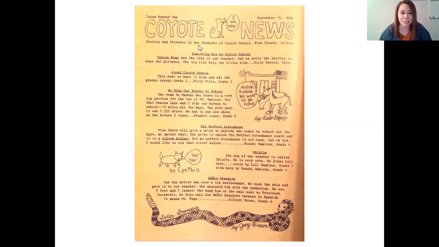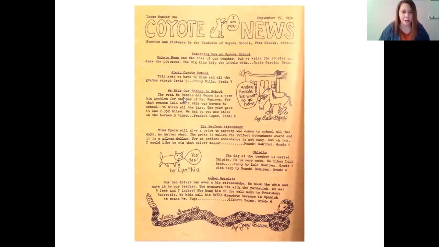It says stories and pictures by the students of Coyote School, Pina County, Arizona. Okay, something new at Coyote School. Coyote News was the idea of our teacher, but we write stories and I draw pictures. The big kids help the little kids. Rosie Garcia, grade, sorry guys, I know some of this is hard to see. This book was a little hard to get all the pictures and everything to come in just right, so we're doing our best. Grade 3, about Coyote School. This year we have 12 kids and all the grades except grade 5. And that is by Billy Mills in grade 3 as well.